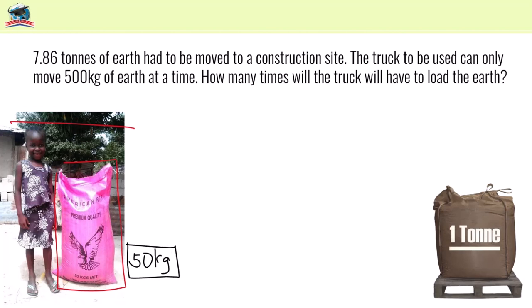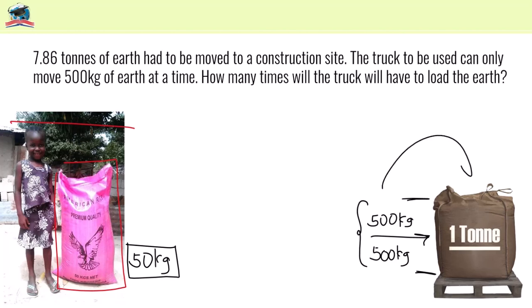And now this is 1 ton. Now, if you take this earth here, 1 ton, you cut it into two halves. So at the top here, you have 500 kg. And at the bottom here, you have 500 kg. And if you add both of them together, you have 1 ton. So both of them will give you 1 ton.